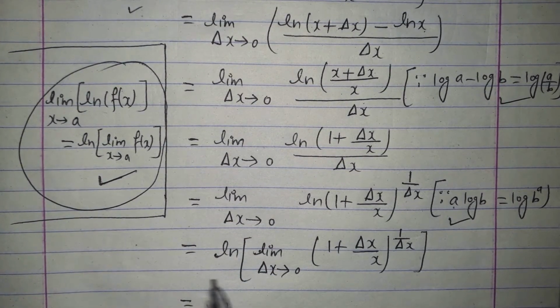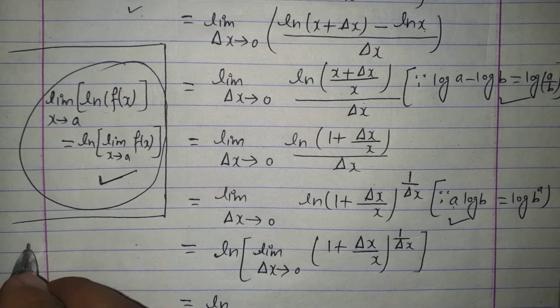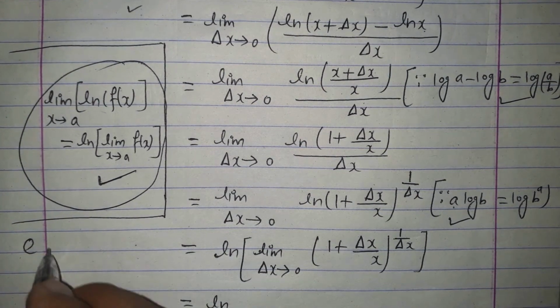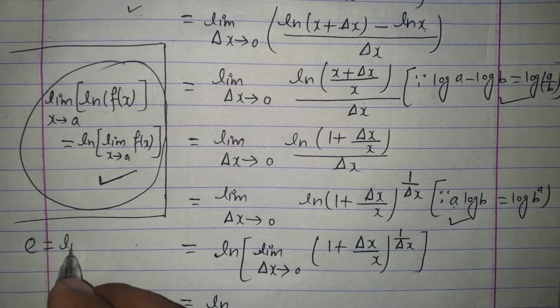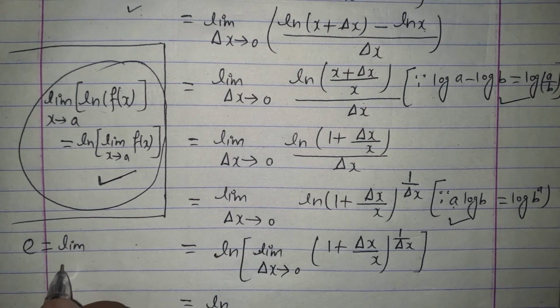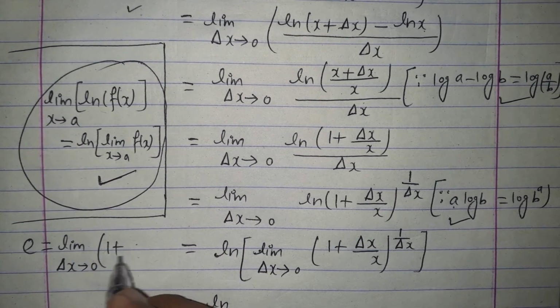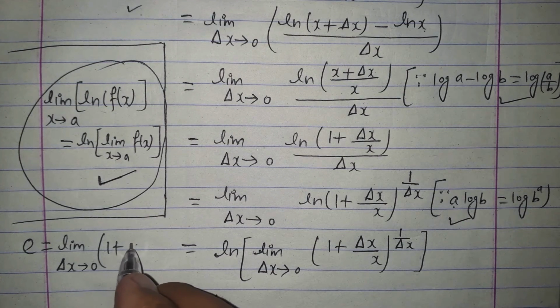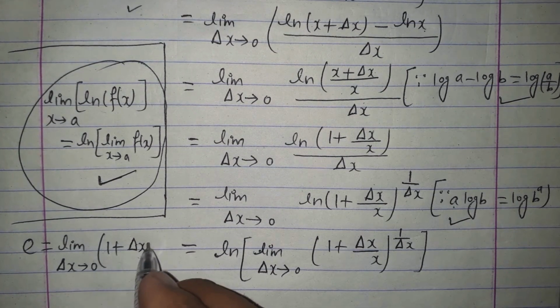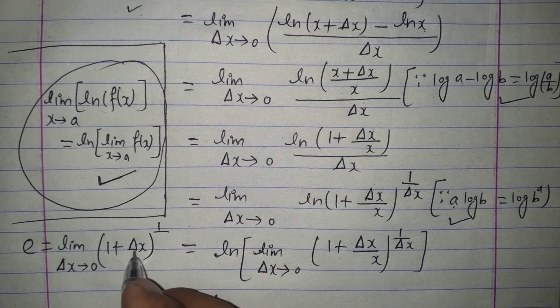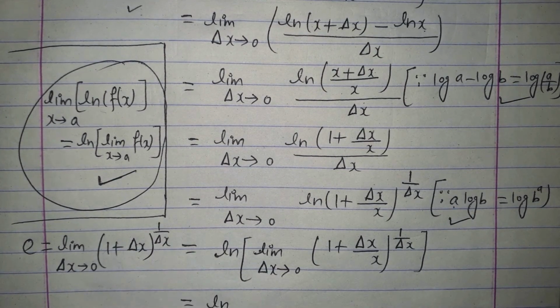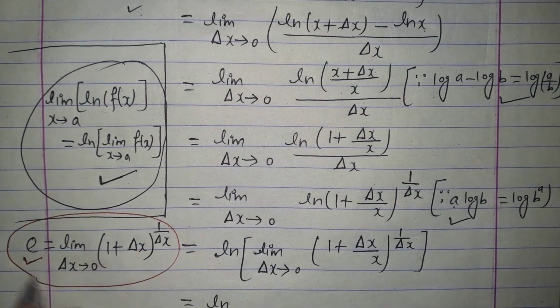The Euler number e is an irrational and transcendental number. It is defined as the limit when the variable delta x approaches 0 of 1 plus that variable delta x, raised to the power of the reciprocal of delta x. Limit delta x approaches 0, 1 plus delta x, all raised to the power 1 over delta x. It is the definition of the Euler number.